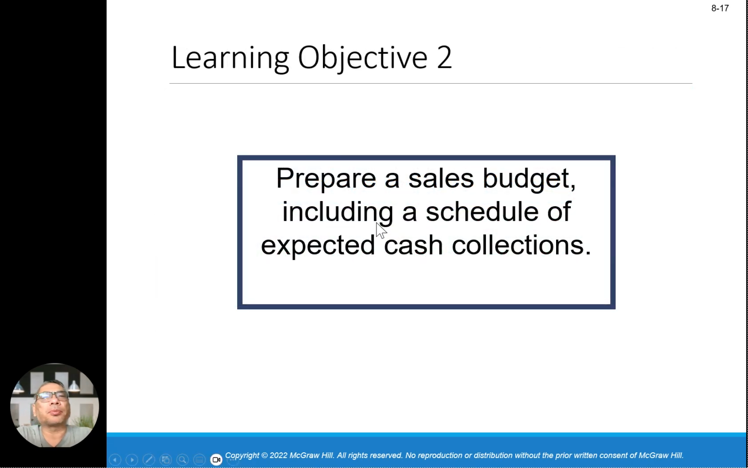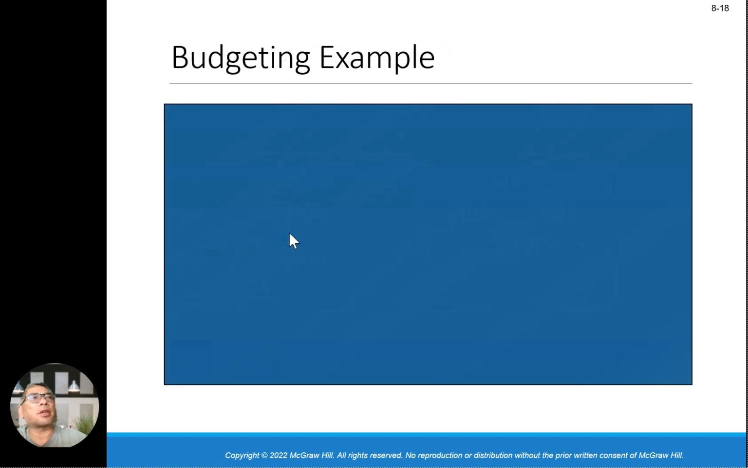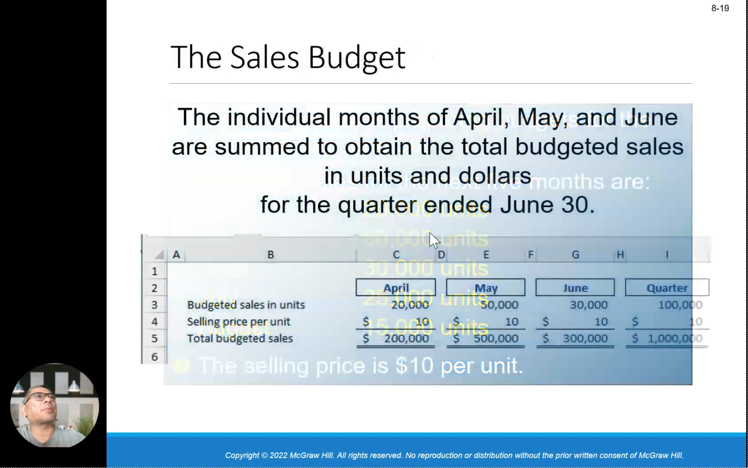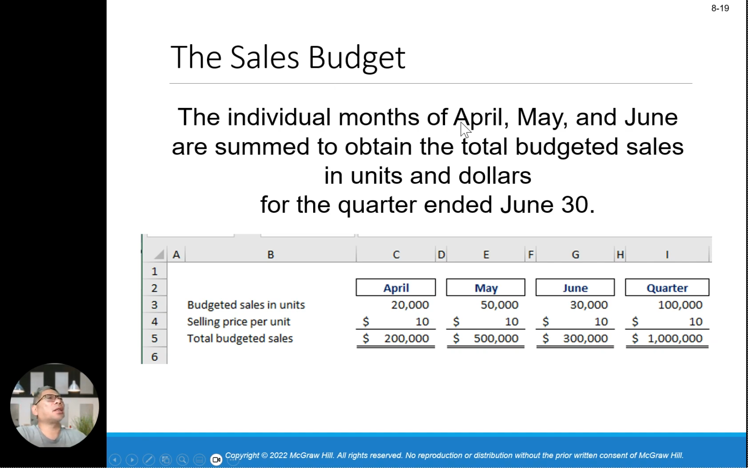Learning objective number 2: we must prepare a sales budget, including a schedule of expected cash collection. What is the budget example here? For example, here is a budget for the quarter ending June 30th, from April to August, from 20,000 units all the way to 15,000. The selling price is $10 per unit. So when you have a budgeting example like this, you're going to have a sales budget for April, May, June, the quarter. This is per quarter: April 20,000, May 50,000, June 30,000. And you have the selling price per unit. So the total is 1 million in terms of dollars, because it's quarterly, 100,000 units.